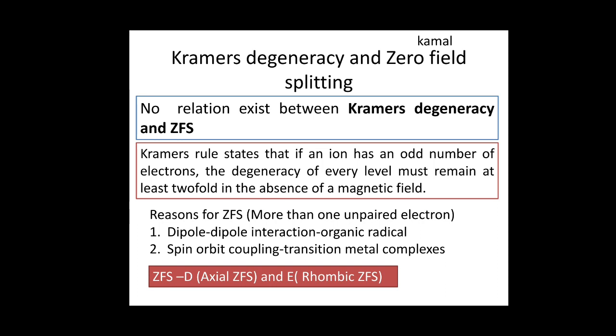Okay, now zero field splitting is usually described in terms of two important things. These are known as D and E. D is the axial zero field splitting and E is the rhombic zero field splitting. Please keep this in mind, because I need to use it in the following slides. Zero field splitting contains two important things: axial zero field splitting, which is represented by D, and rhombic zero field splitting, which is represented by E.